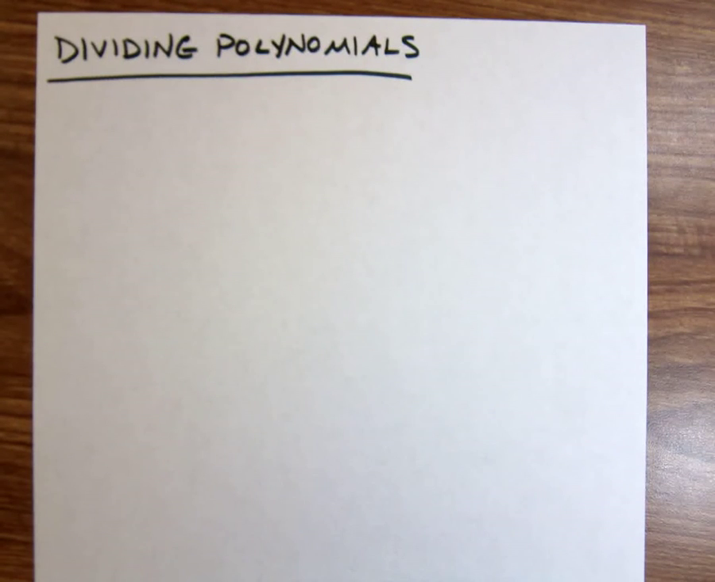Okay, so now that you spent some time learning how to multiply polynomials, let's talk about how to divide polynomials. And just like multiplication, I'm going to walk you through a couple of types of division. First, I'm going to show you a few different methods for dividing by a monomial, and then I'll show you how to divide by larger polynomials, mostly binomials.